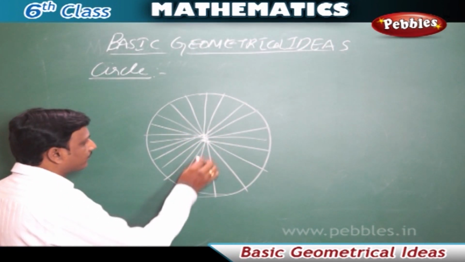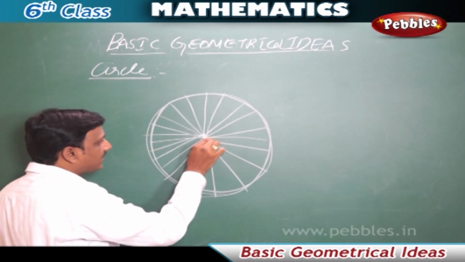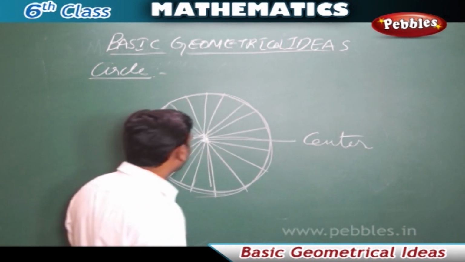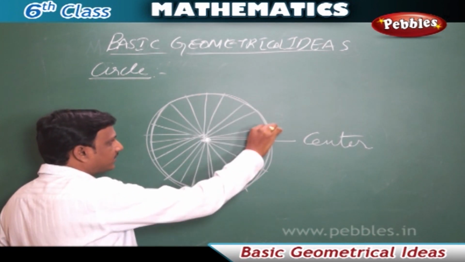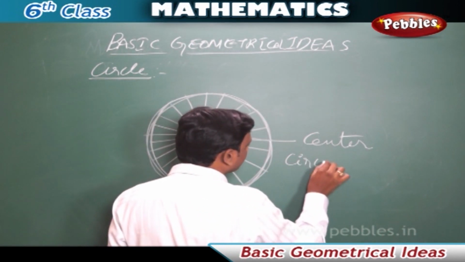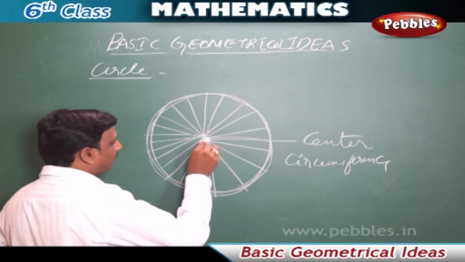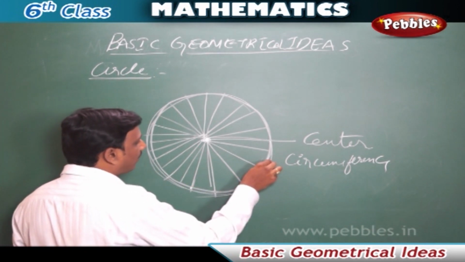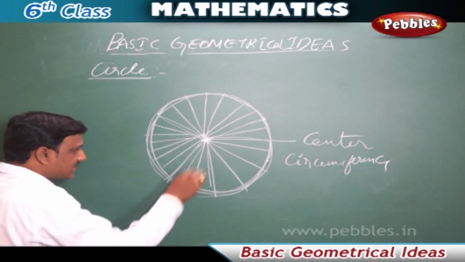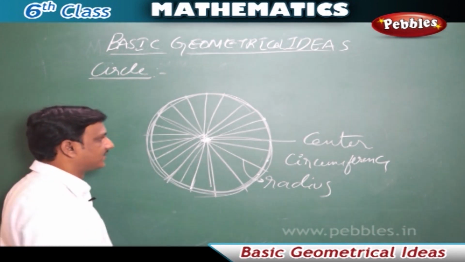Let us learn the parts of a circle. If we take a cycle wheel as an example, it has a midpoint from where all the spokes arise. This midpoint is called center. Now, the circle has a curved edge. The total length of this curved edge is called circumference. From the center to any point on the curved outer edge, this distance is called radius. This is the radius of the circle.